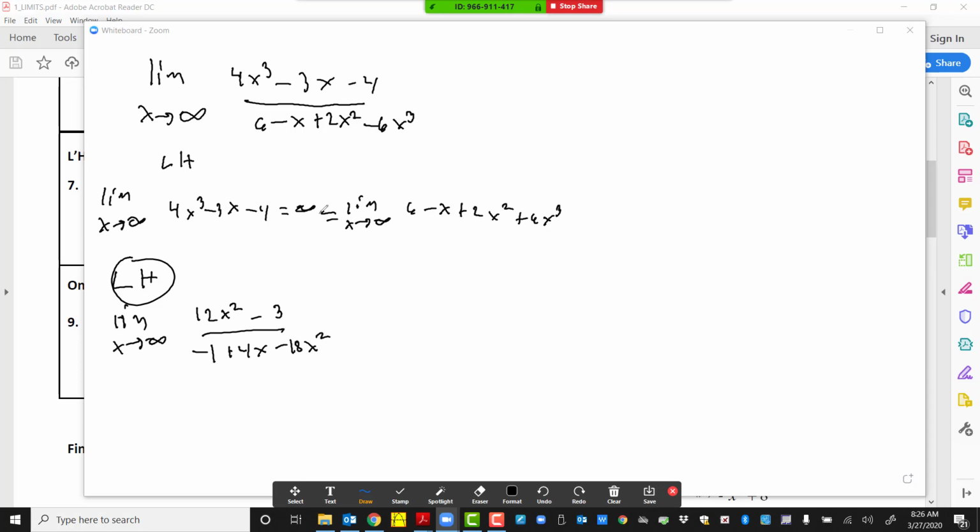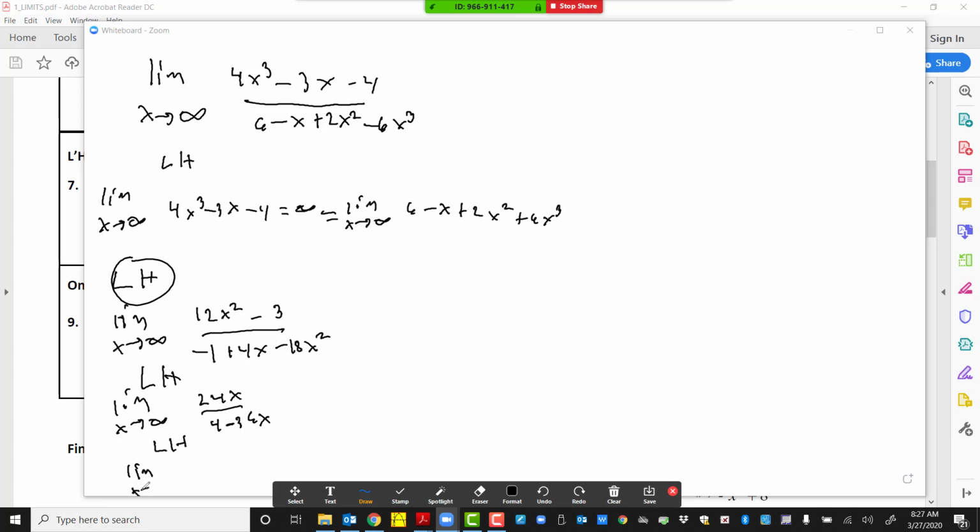Gonna have to do it again. I would say write this again. I'm running out of space, so I'm not gonna write it again, but I would recommend you do. Limit as x approaches infinity of 24x over 4 minus 36x. Getting even closer, L'Hopital's again.